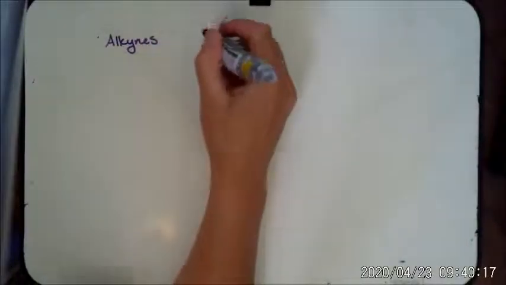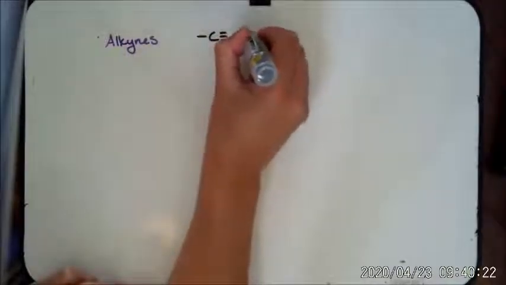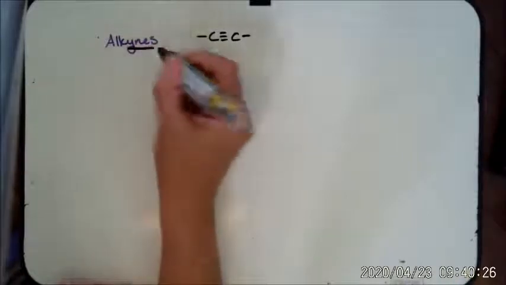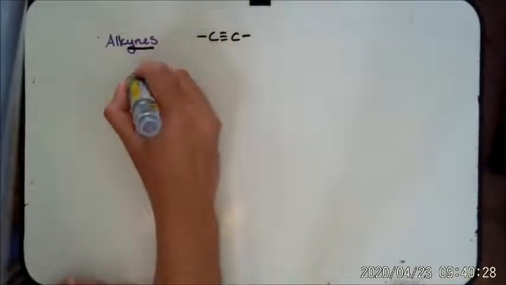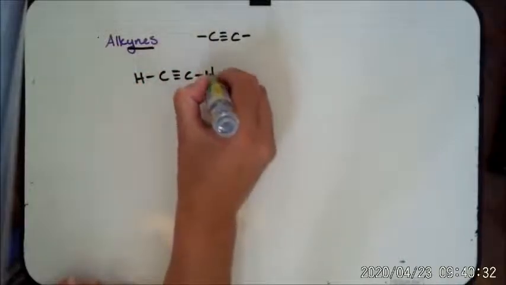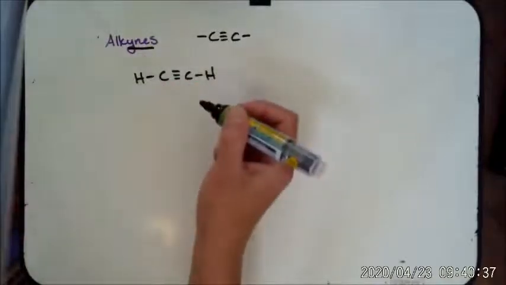Okay, let's talk about alkynes. Alkynes are those structures that contain a carbon triple bond carbon. The ending is going to be in -yne. So, let me give you some common alkynes, and we'll give you both the IUPAC name and the common name.